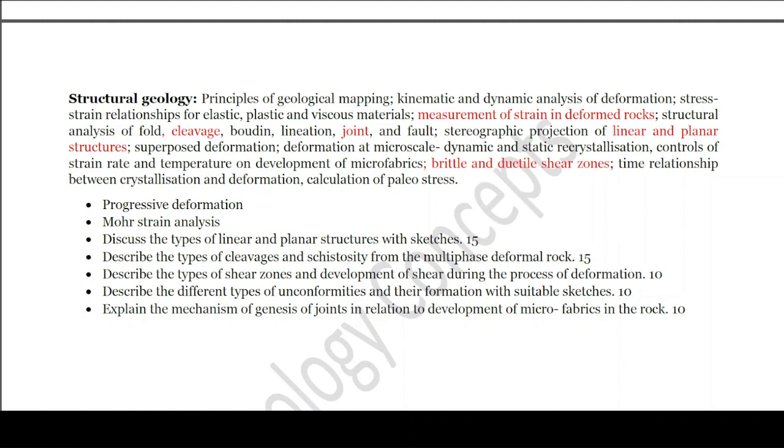In the question on progressive deformation, you need to mention how rocks deform over time and the factors influencing their deformation. Also, mention the effects of strain rate and temperature on the development of microfabrics and the time relationship between the crystallization and deformation. Also, you can give examples in the Indian context, right? And I hope most of you have answered this question without any difficulty.